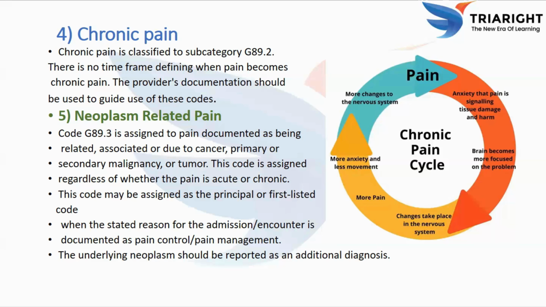So what is the additional coding rule? You have to always code the underlying neoplasm separately. For example, G89.3 is neoplasm related pain, right? And C50.912, malignant neoplasm of the left breast. The C50 code supports the cause of the pain, and G89.3 is used for the pain control or pain management.